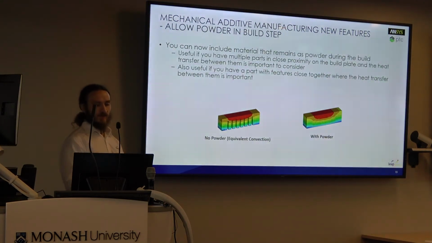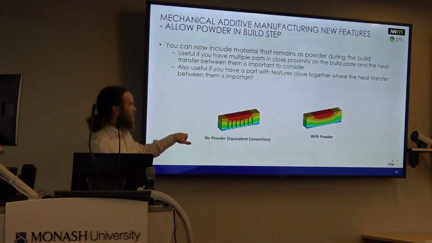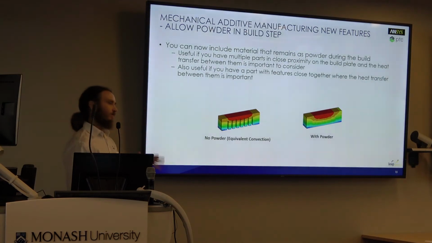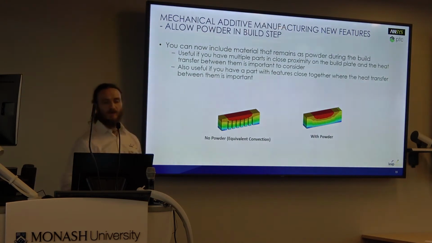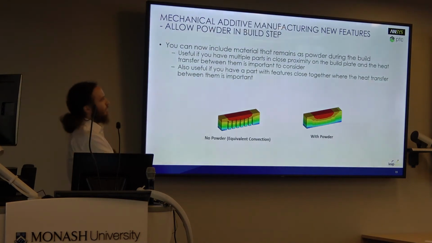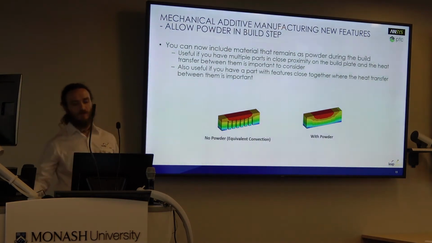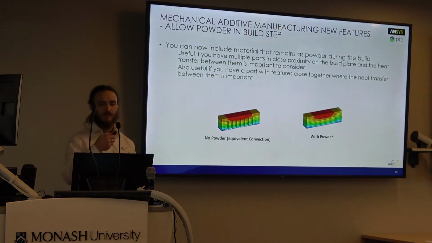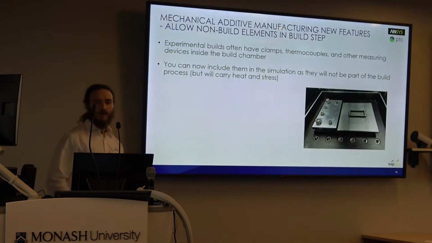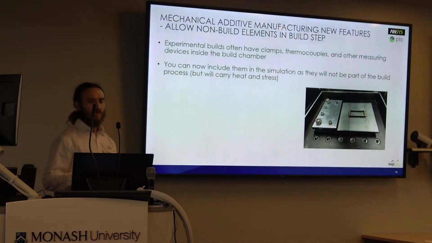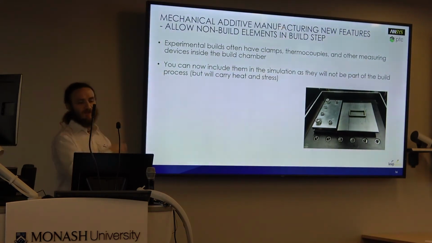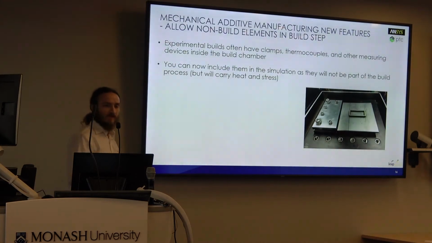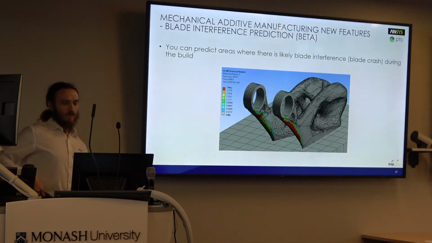Now we can also include the powder in the print. So this is the part that we want to print, but in reality this is still embedded in powder, and temperature will be transmitted through the powder. So we want to include the powder in the printing simulation. So we can do that. That's what we have on the right hand side here. The powder is still in there, and the thermal effects due to the presence of the powder are incorporated in the simulation. And we can also include clamps, thermocouples, and all that other stuff that is included in the machine during the printing process.